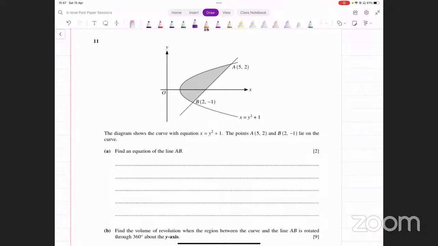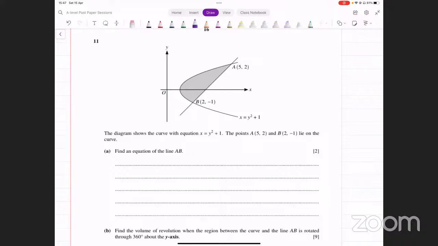Okay, so it says the diagram shows the curve with the equation x equals y square plus 1. उसमें उसने ऐसी equation दी है जिसमें x subject बनाया हुआ है. ठीक है, we have this equation x equals y square plus 1. The points A and B lie on the curve. We need to find an equation of the line AB. Okay, ये आपने AB की equation figure out करनी है.